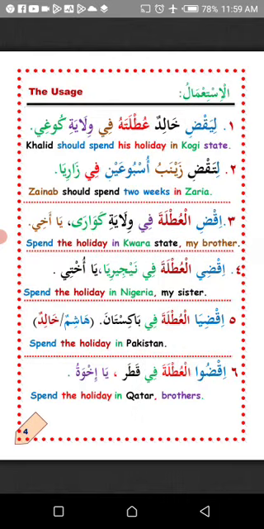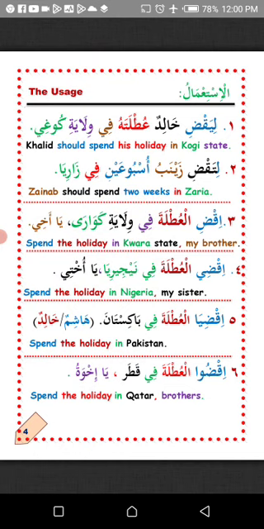MashaAllah. Al-isti'mal, now the usage. Wahid, number 1. ليقض خالد عطلته في ولاية كوغي. ليقض خالد: Khalid should spend عطلته his holiday في ولاية كوغي in Kogi State. Ithnan, number 2. لتقض زينب أسبوعين في زاريا. لتقض زينب أسبوعين: Zainab should spend 2 weeks في زاريا in Zaria.